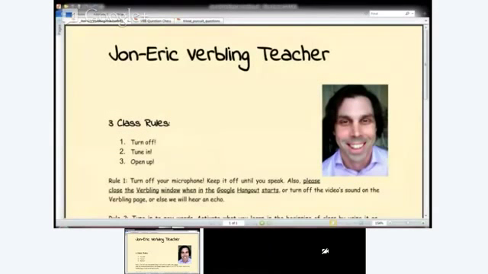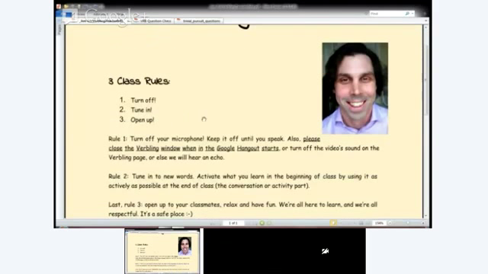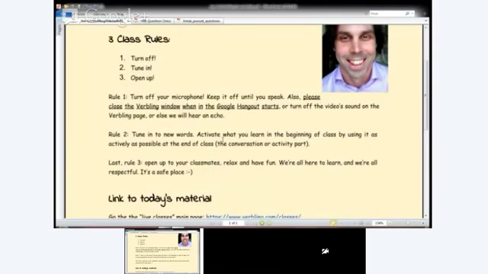Also, please remember to close the Verbling window when you enter the Google Hangout. So for those of you coming in now, make sure your Verbling window is closed, or at the very least, turn off the sound. Rule number 2 is tune in. That means tune in or pay attention to the new words you're learning or the new forms that you're being exposed to. Try to activate what you learn at the beginning of class by using it as actively as possible throughout the class, especially if we're doing an activity.